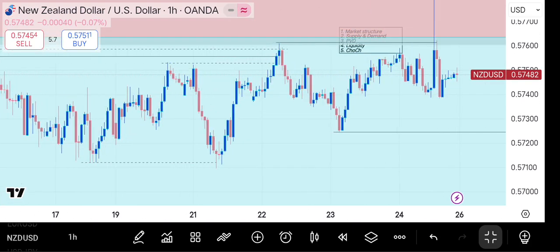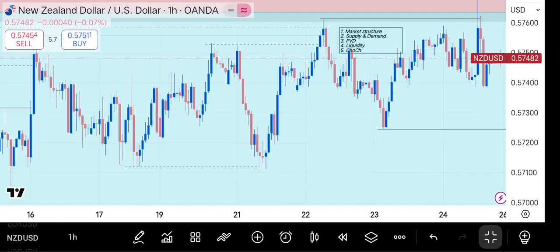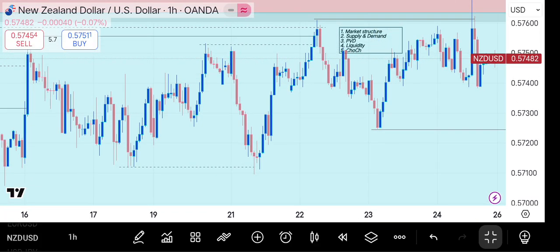How did I enter for buys? Simple, guys. So number one, market structure: the market is bullish, right? Because the market is trading upward. So the market is bullish, so market structure bullish. So what do I need? I need buys on the 1 hour time frame or the 4 hour time frame.